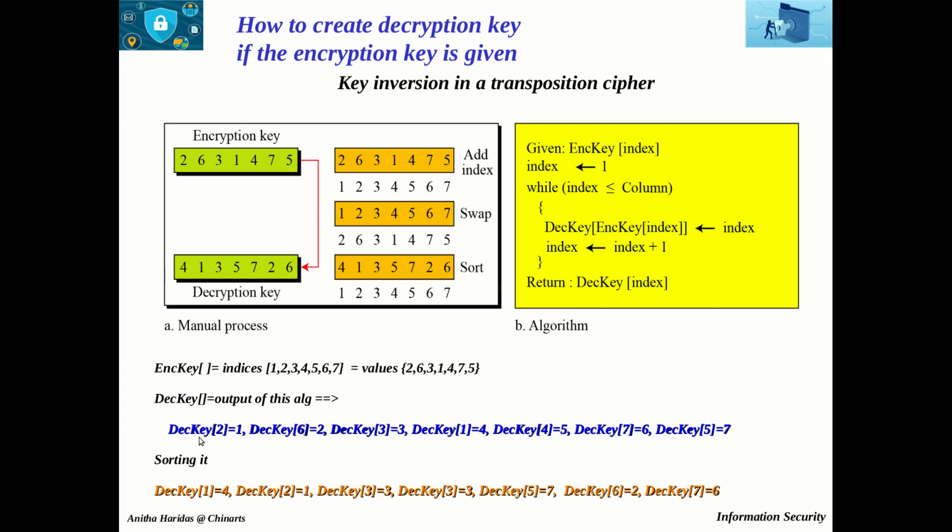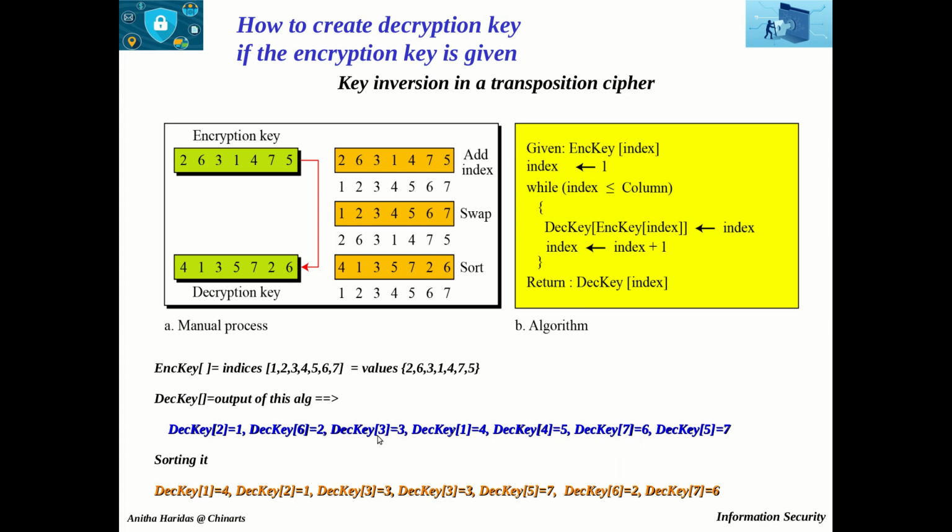So decryption key of encryption key of 1. Here encryption key of 1 is equal to 2, the value inside encryption key of 1 is 2. So decryption key of 2 becomes 1, and the index will be incremented, and it goes back to the while loop. So again, encryption key of the second index. What is the second index value? It is 6. So decryption key of 6 will be equal to 2. Then the index will be incremented. Again encryption key of 3 is 3 itself.